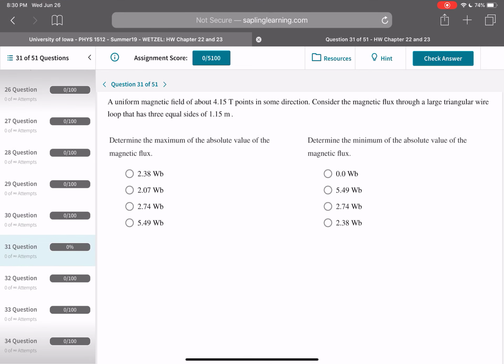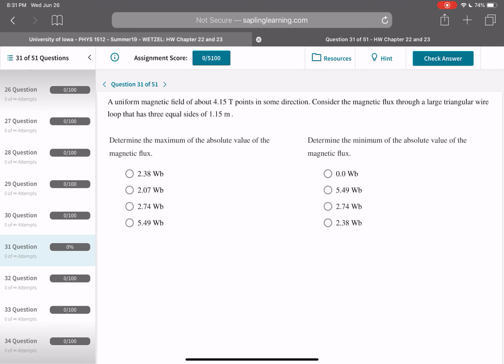Question 31, a uniform magnetic field of 4.5 Tesla points in some direction. Consider the magnetic flux through a large triangular wire loop, 3 equal sides of 1.15 meters. The area of that would be 1/2 base times height, so it would be 1/2 that squared since they're equal sides. Determine the maximum absolute value of the flux. The maximum absolute value is going to be at 90 degrees if the magnetic field is perfectly lined up. So the flux of that is just B times the area, your 4.5 Tesla times the area, 1/2 base times height of your triangle. That's going to be your magnetic flux.